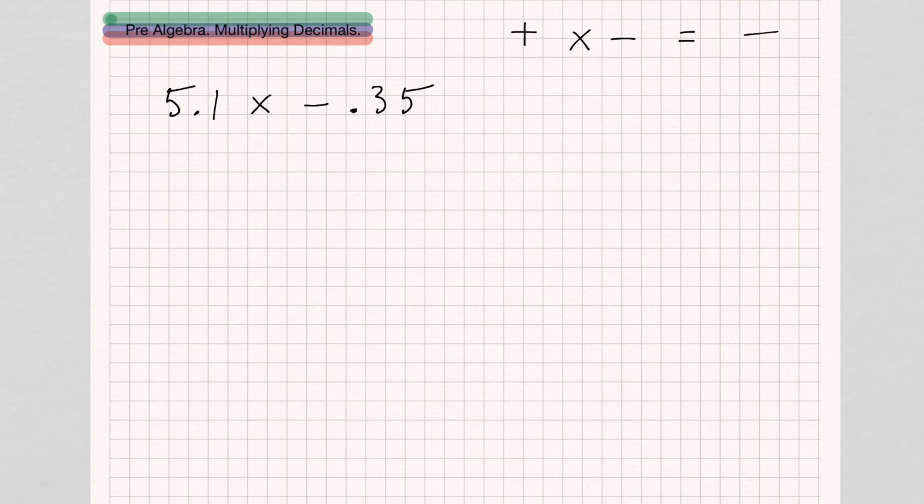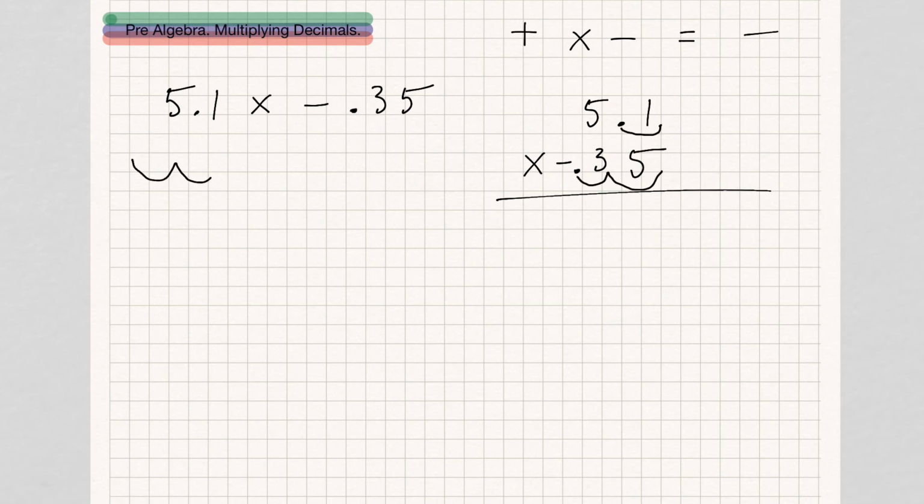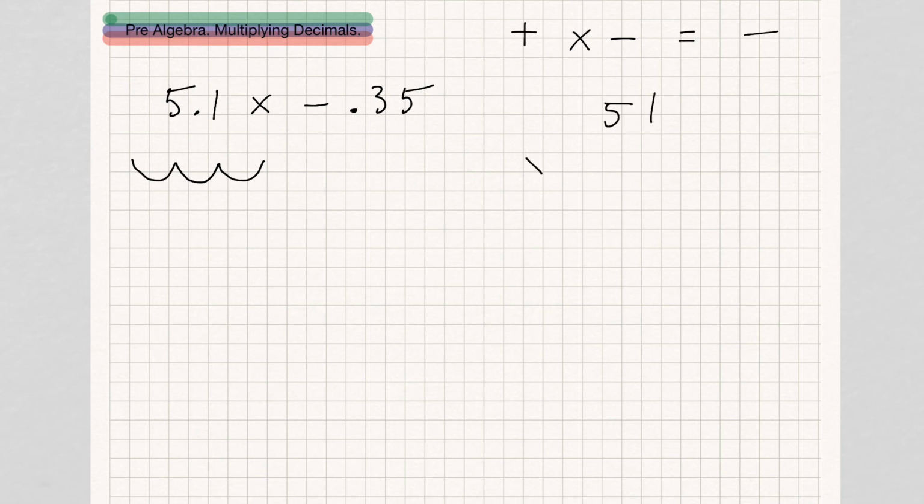So let's set this up. We have 5.1 times negative 0.35. First thing we want to do is count these decimals out. So we have 1, 2, 3. Next we could rewrite that without the decimals. So it's going to be 51 times negative 35.